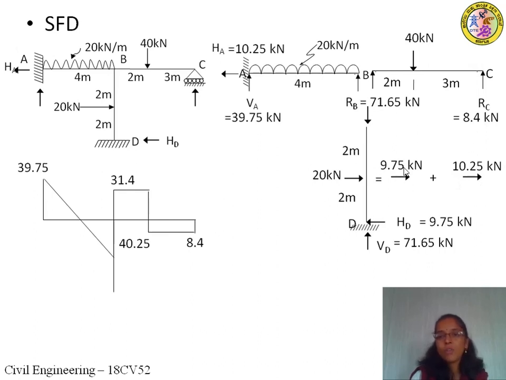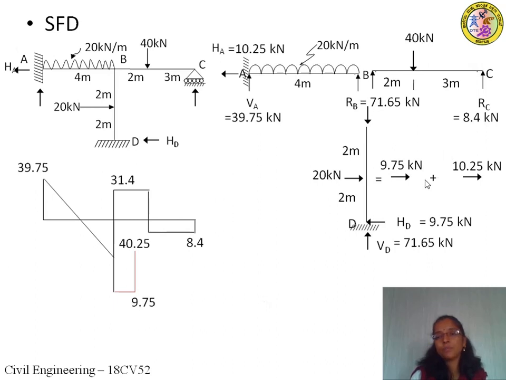Okay, and now if you consider this HD of 9.75 and this 9.75 kilonewton, these two forces are equal, opposite and parallel forces. Okay, so these two will induce what type of couple? They are inducing clockwise couple. Therefore we have a positive shear force. Therefore it has to be drawn to the right side of the vertical member for 9.75. Okay, and till this level we don't have any forces, so it will be constant till that level.